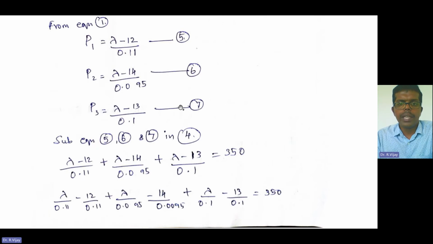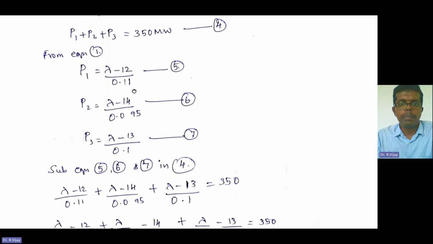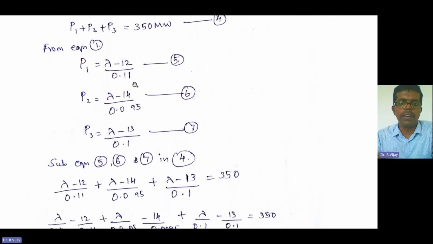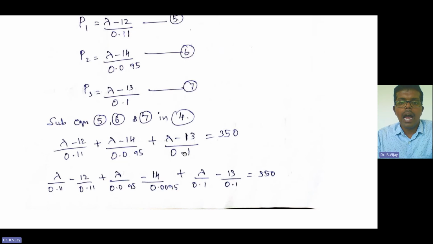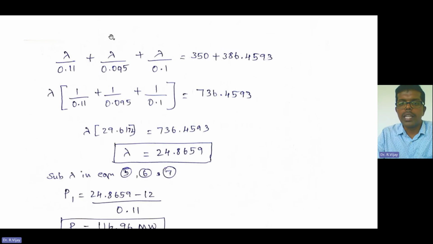Now, what we are doing is substituting P1, P2 and P3, that is equations number 5, 6 and 7, in equation number 4. That is the demand: P1 plus P2 plus P3 is equal to 350. We substitute these equations and equate to 350. Simplifying this, we find the lambda. Take your scientific calculator and calculate it. Take lambda outside and you can easily find the lambda like this.